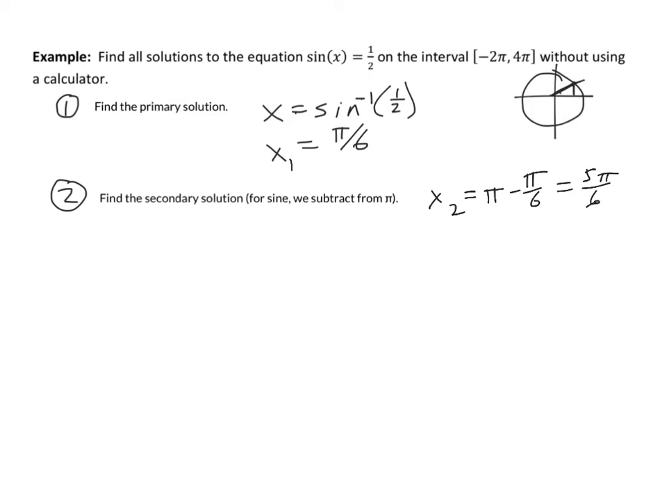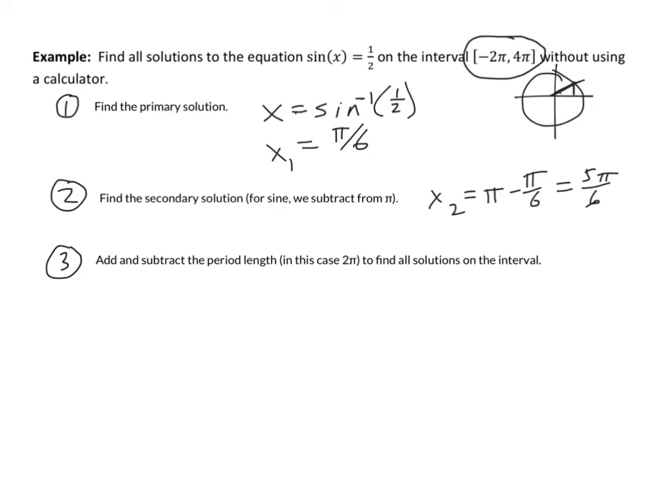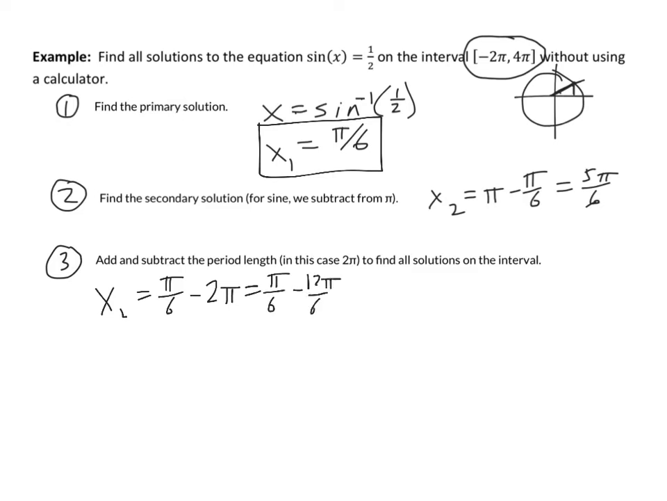Okay. Now the third step is that we're supposed to add and subtract the period length, which is 2 pi, as many times as we need to find all the solutions on our interval. So I notice that pi over 6 definitely fits onto the interval. It looks like I could find another solution by doing pi over 6 minus 2 pi. That would be pi over 6 minus 12 pi over 6, which would get me negative 11 pi over 6. I could also find another one by doing pi over 6 plus 2 pi, which is plus 12 pi over 6. That would get me 13 pi over 6.